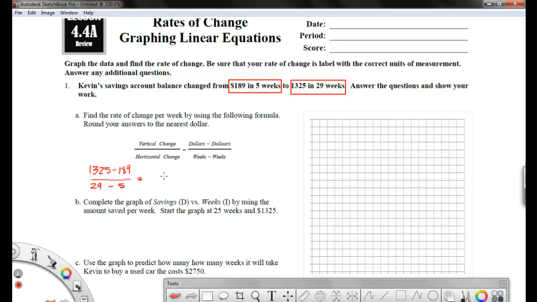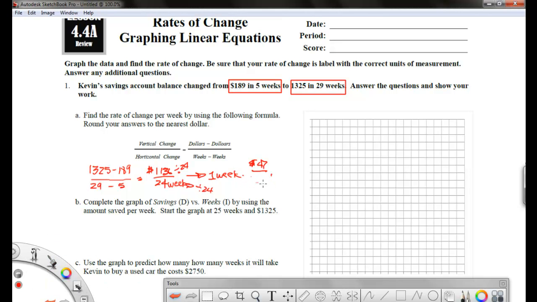So 1325 minus 189 gives me $1,136. And then 29 minus 5 gives me 24 weeks. So that's how much it's changed over 24 weeks. Now what we want to do is change this to 1 week. To do that, we're going to divide the top by 24, because if I divide the bottom by 24, that gives me the 1 week that I want. So 1136 divided by 24 gives me $47. And then I get $47 in 1 week.